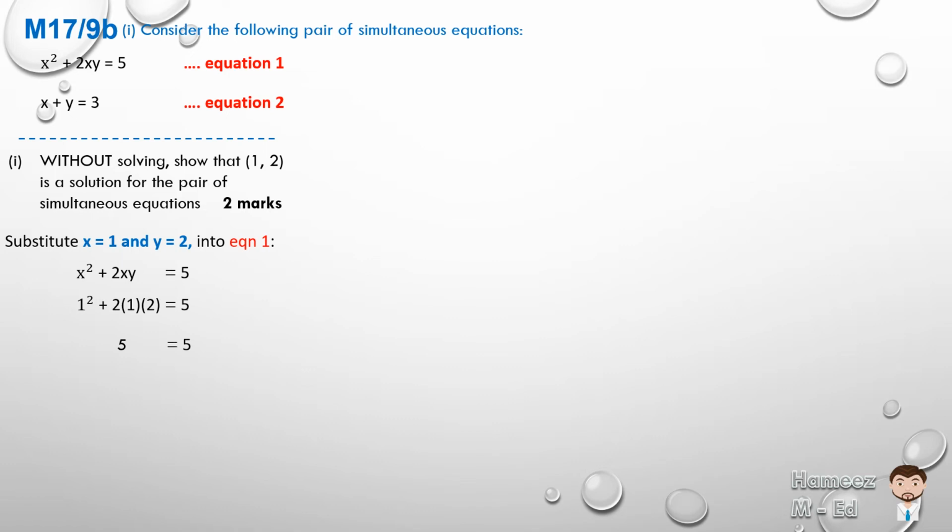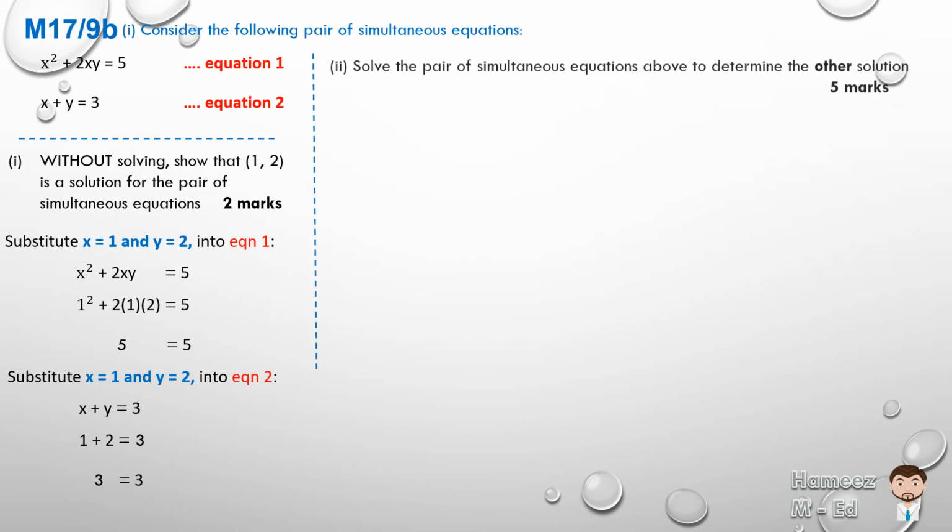Or another way to say that is the point x equal to 1 and y equal to 2 lies on that curve. So let's do the same thing with the straight line graph, equation 2. So let's substitute x is equal to 1 and y is equal to 2 into the equation. So if you write the equation x plus y is equal to 3, and we put in 1 plus 2, and that works out to be 3. So the left-hand side is equal to the right-hand side, meaning that the point also lies on the straight line. So if the point lies on the curve and the point lies on the straight line, it means that the two equations intersect at that point. So that is one of the solutions for the pair of simultaneous equations.